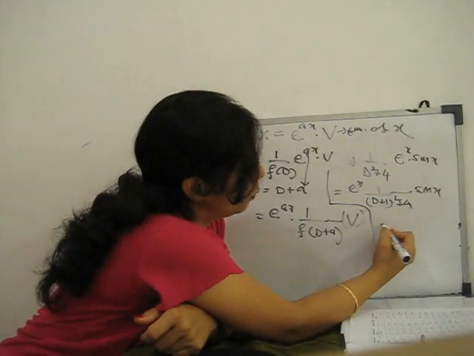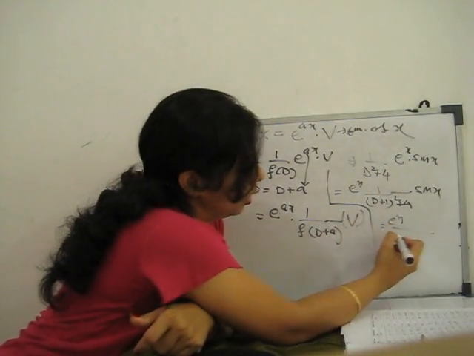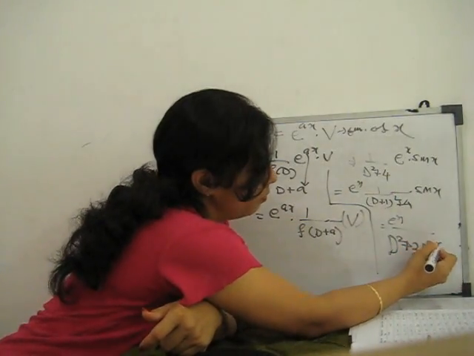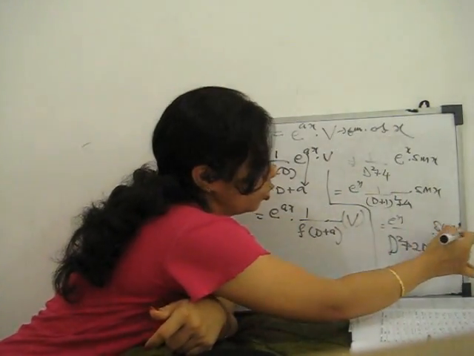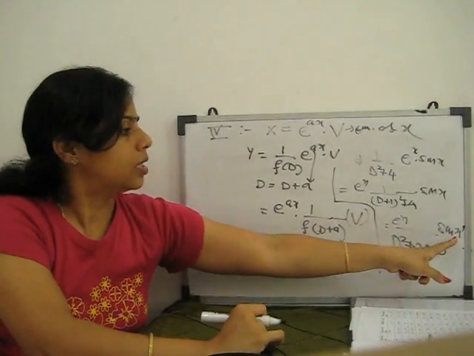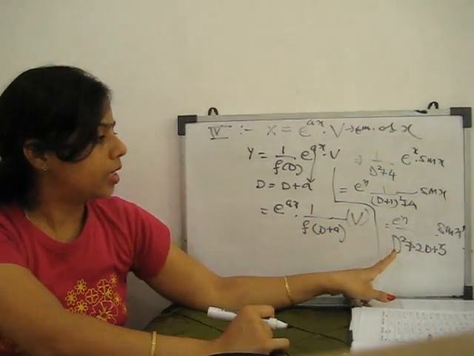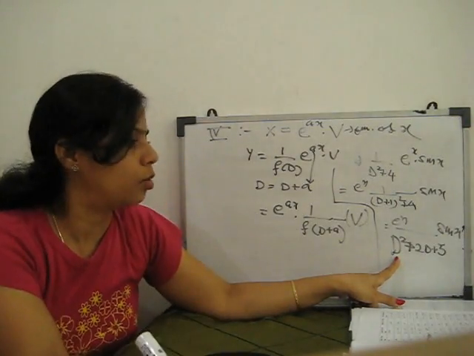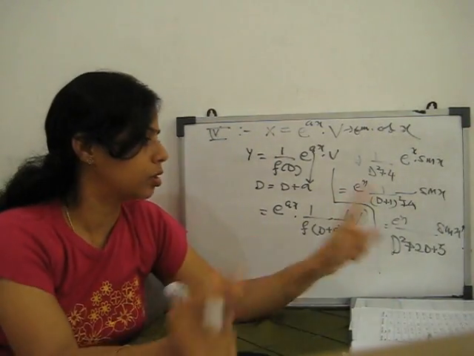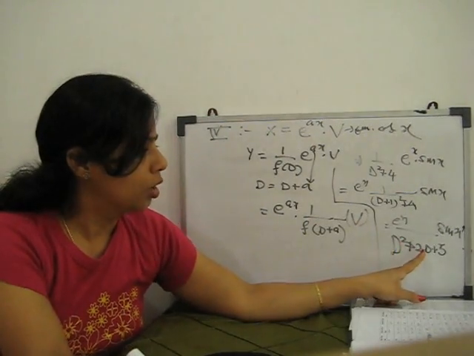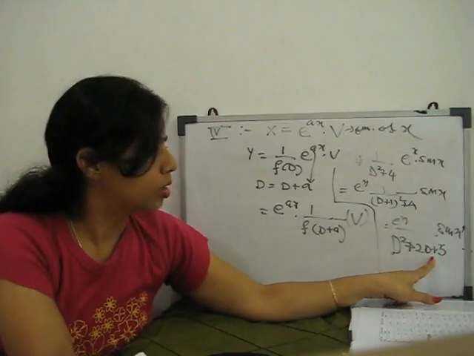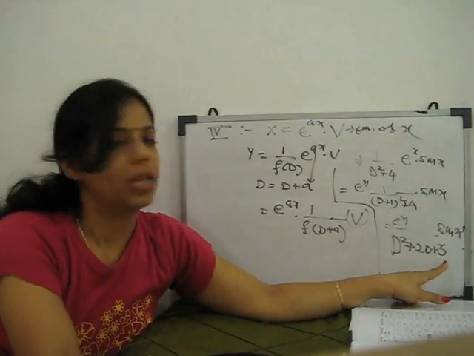Now this becomes e to the power x, (d square plus 2d plus 5) sin x. So sin x means a is equal to 1 here. D square replace with minus of a square, so minus of 1 here. So this becomes minus 1 plus 5, so this becomes 4. So 2d plus 4.